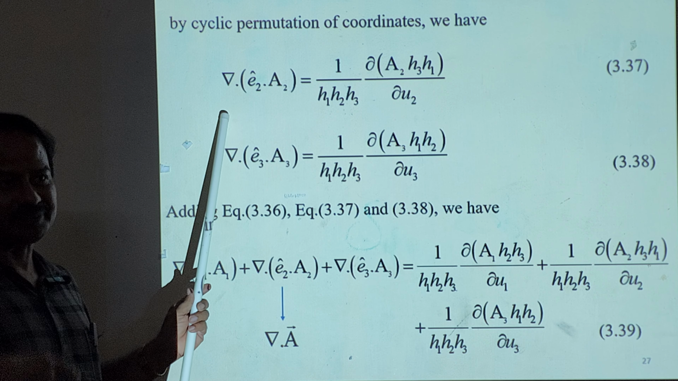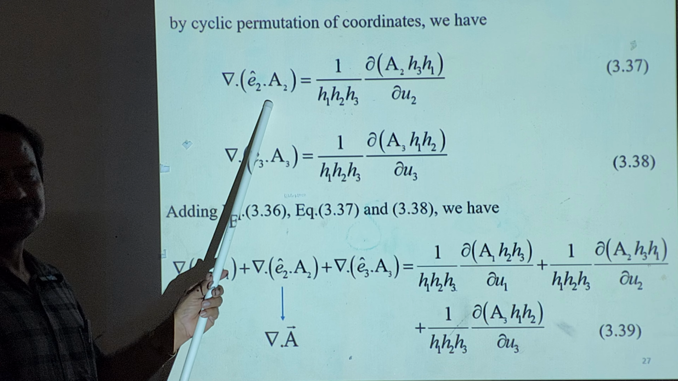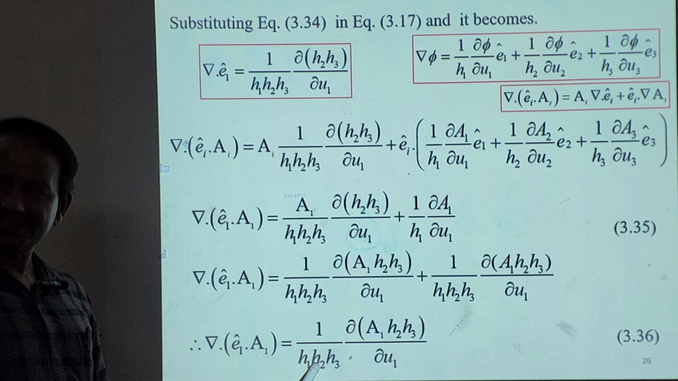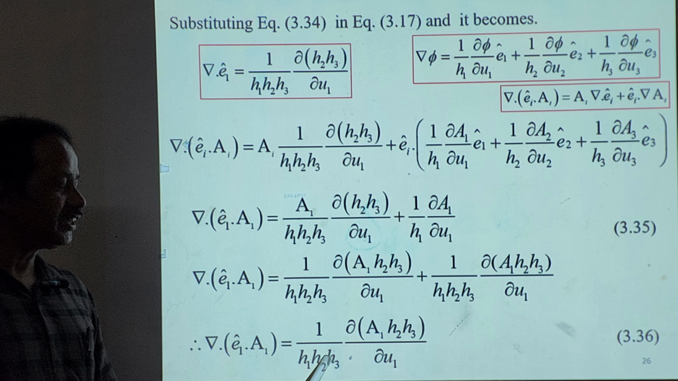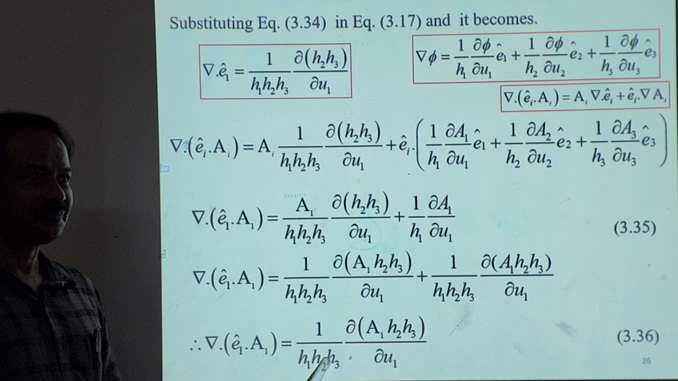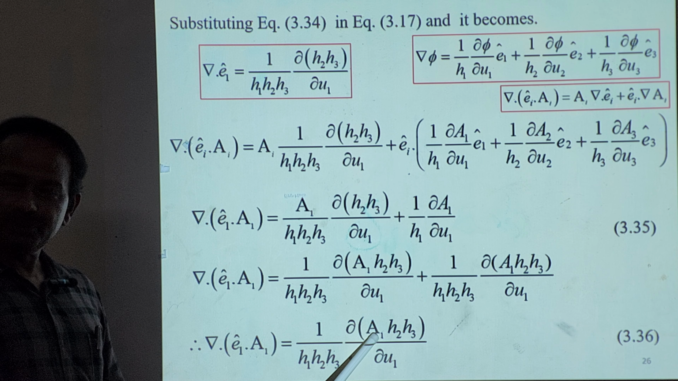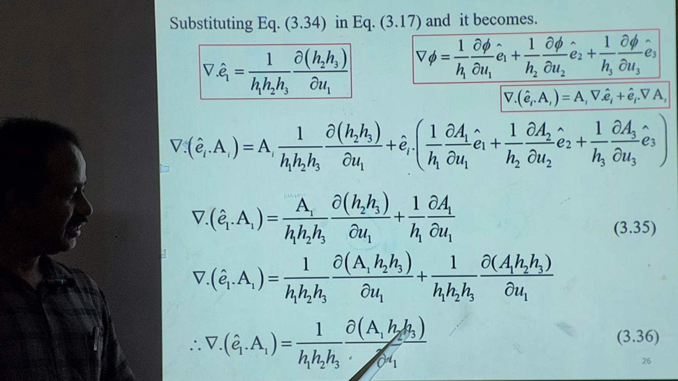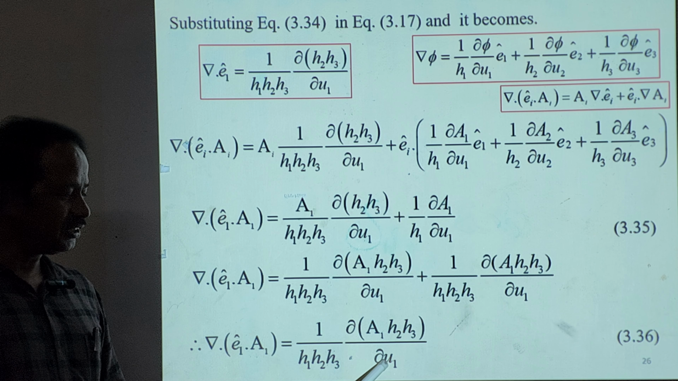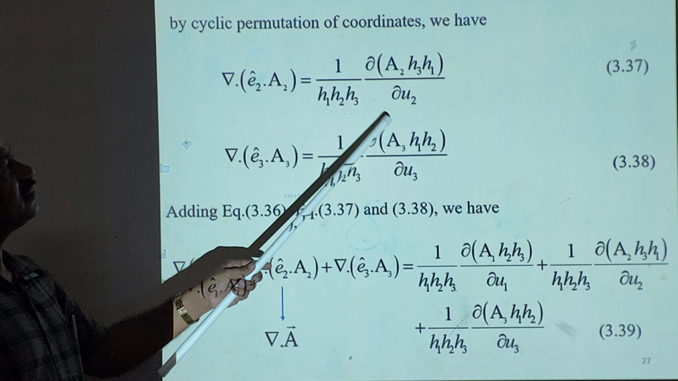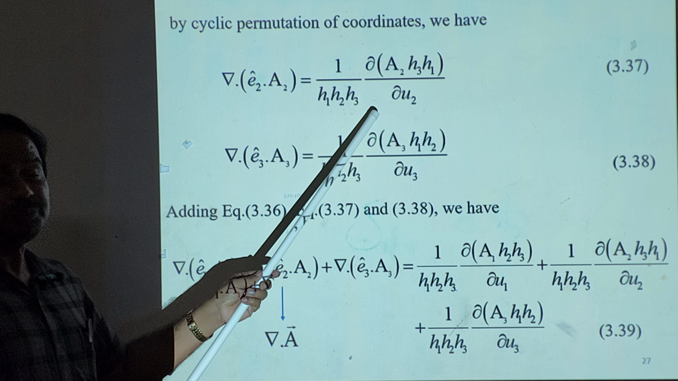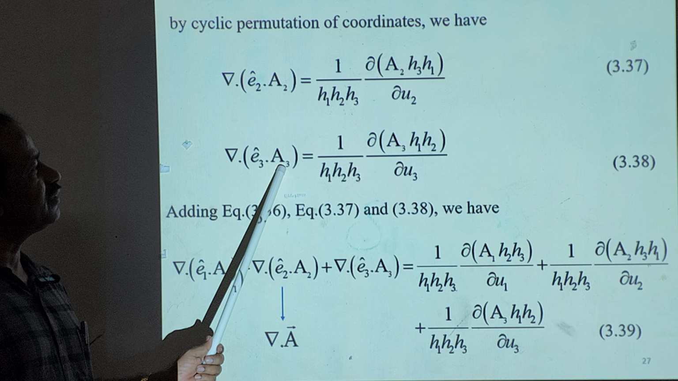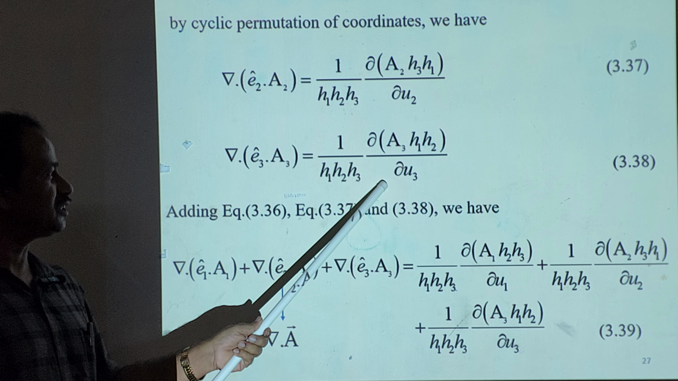Similarly, by cyclic permutation, del dot of e2 a2. Wherever you find h1, you substitute h2. Wherever you find h2, substitute h3. Wherever you find h3, substitute h1. Simple one. So a1 becomes a2, h2 becomes h3, h3 becomes h1, and d xi1 becomes d xi2. Similarly, del dot of e3 a3 will give you this expression.